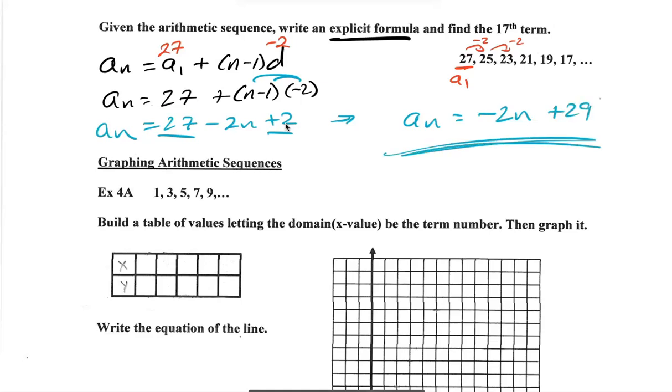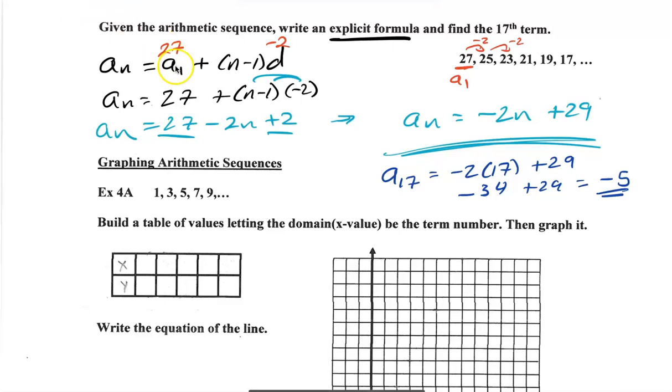And again, with that formula, we could find the 17th term. I missed that. So you have to find the 17th term. Right, and so to keep on doing this 17 times, I can just plug in 17 there. So the 17th term is going to be negative 2 times 17 plus 29. So that's going to be negative 34 plus 29. So that's going to be negative 5. Negative 5 is the 17th term.